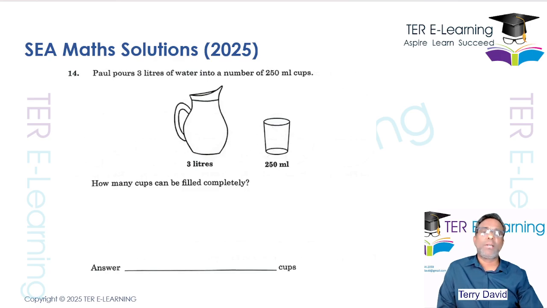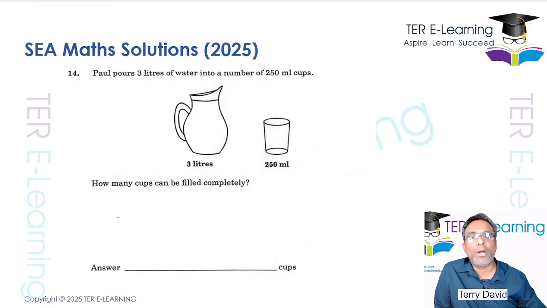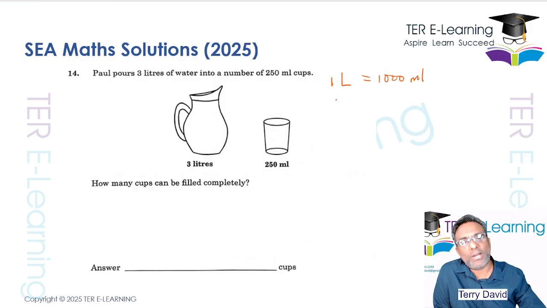Question 14. Paul pours 3 liters of water into a number of 250 milliliter cups. How many cups can be filled completely? Now, we can do this by saying, okay, 3 liters. So 1 liter is 1,000 milliliters. So if you have 3 liters, that's going to be 3,000. So if you are placing those in a 250 ml cup, it's 3,000.